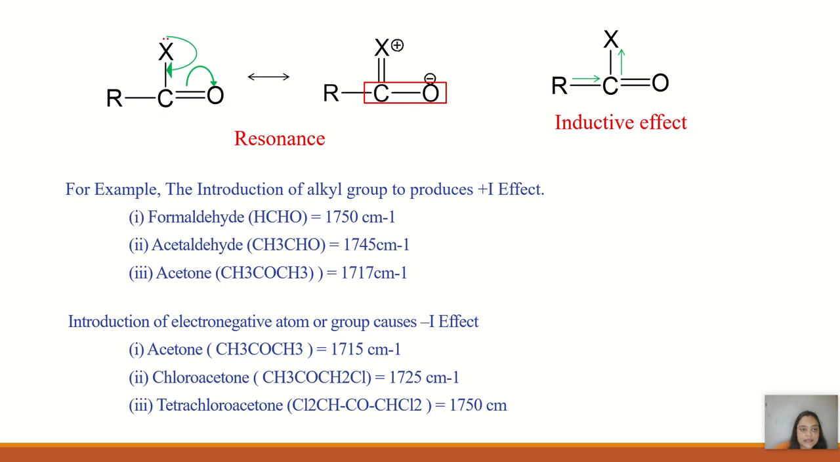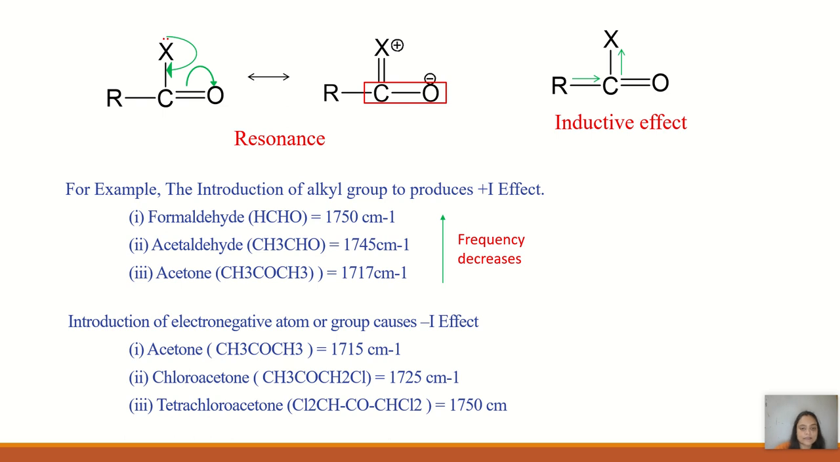Now for example, the introduction of an alkyl group produces a plus I effect. Here we are taking the example of the plus I effect, in the case of formaldehyde, acetaldehyde and acetone. Formaldehyde has the HCHO group; in acetaldehyde, we replace hydrogen by a methyl group, meaning we are increasing the plus I effect. In acetone, we replace the second hydrogen of acetaldehyde by a methyl group. So here we can see the frequency continuously decreases. Why? Because we are enhancing the plus I effect.